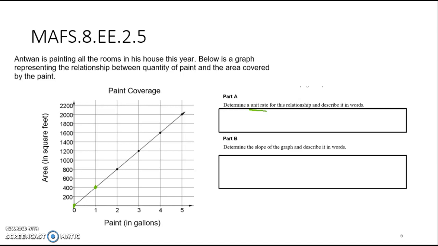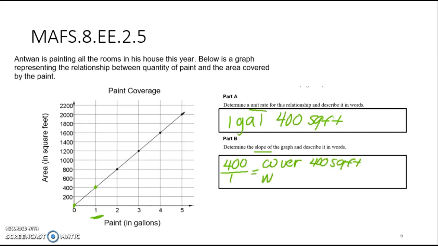All right, so that unit rate, every 1 gallon, he is covering 400 square feet. Determine the slope of the graph. The slope is 400 over 1, or means I can cover 400 square feet with 1 gallon of paint.